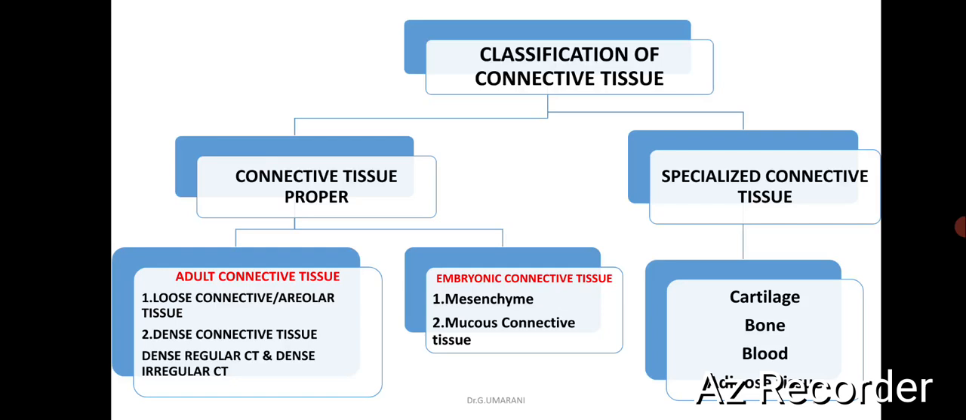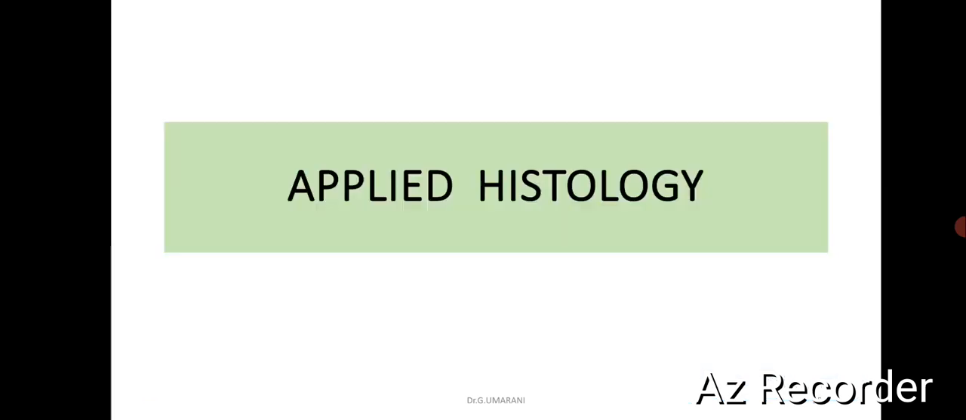Connective tissue is divided into connective tissue proper and specialized connective tissue. Under the proper connective tissue, we have embryonic connective tissue and adult connective tissue. Under the embryonic, we have mesenchyme and mucous connective tissue. In the adult connective tissue, there is loose connective or areolar tissue. Number 2 is the dense connective tissue. Under the dense, again two types, dense regular and dense irregular. Whereas specialized connective tissue is cartilage, bone, blood and adipose tissue.